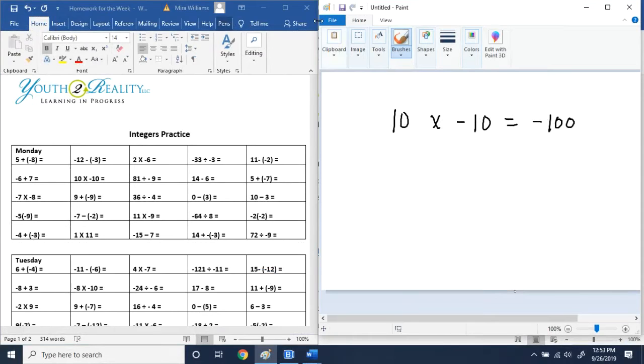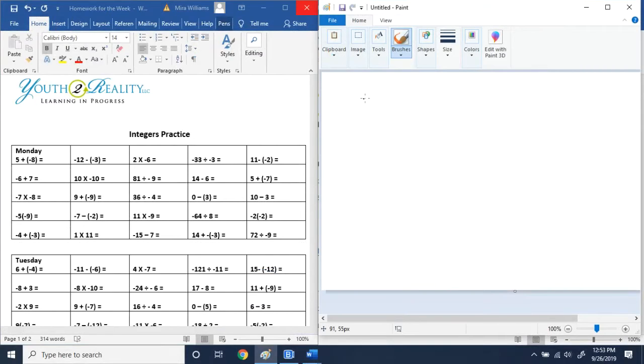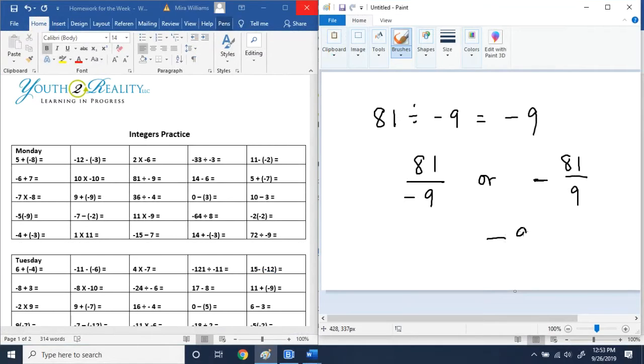These are the multiplication rules. 81 divided by a negative 9. The answer is going to be negative. 81 divided by 9 is 9. Also written 81 divided by negative 9, or the negative sign out in front, and 81 over 9. The answer to both of these is still going to be a negative 9.